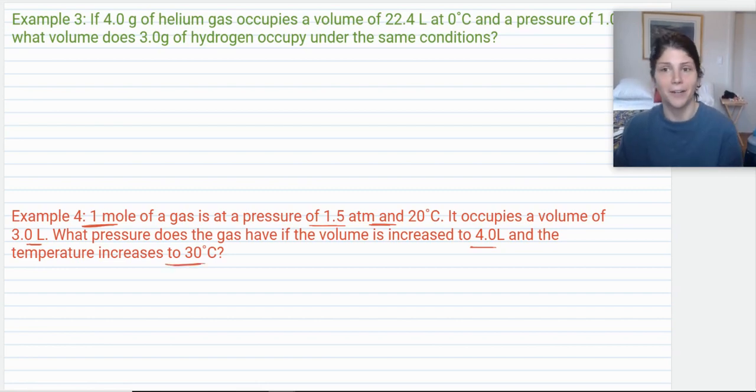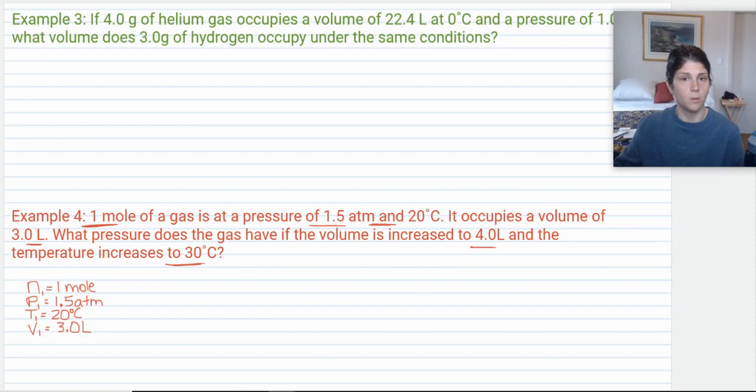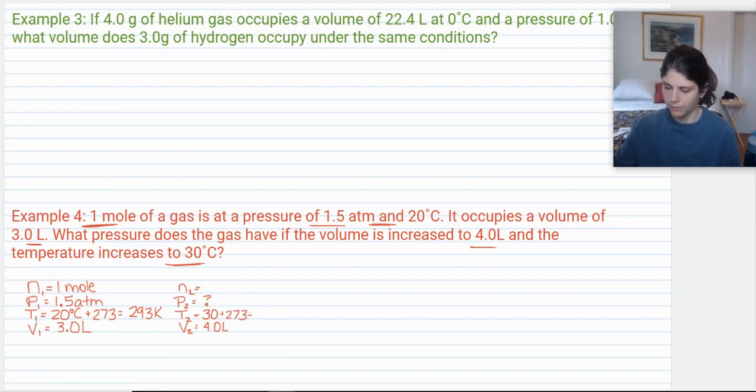So obviously, let's write down our variables. We know the amount is 1 mole and the pressure is 1.5. The temperature is 20 degrees Celsius, and let me just add 273 to that, because if I don't, I'm going to forget. So my initial temperature is 293 Kelvin. The initial volume is 3 liters. Since all of those variables are given, I'll be looking for them in the final. It says what pressure, so I don't know the final pressure. What pressure does the gas have if the volume is now 4 liters? The temperature is now 30 degrees, which again, let's just add 273 to it. So that's 303 Kelvin.